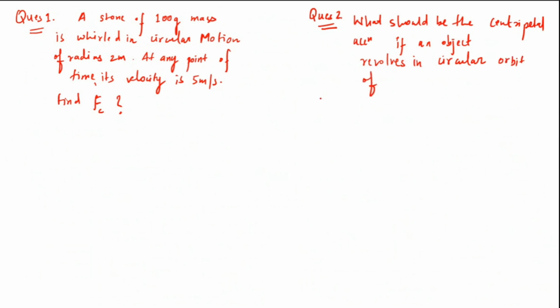For number one, I got 1,250 newtons, I guess. Tell me once again. 1,250. First of all, whenever we are solving any problem, make sure you take everything in SI units. You have to convert the mass of the stone from grams to kg. Then only the answer will be relevant. So convert that and then tell me.